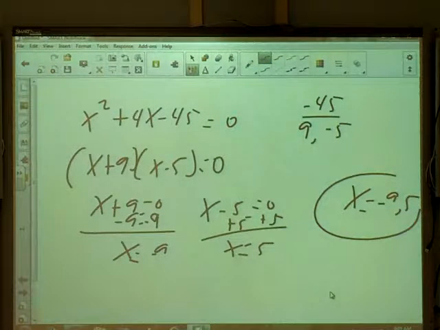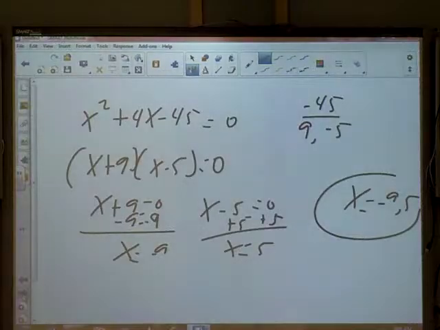X is negative 9 and 5. Yep. Looks like on 3 I did the quadratic formula. So everybody alright, ready to move?